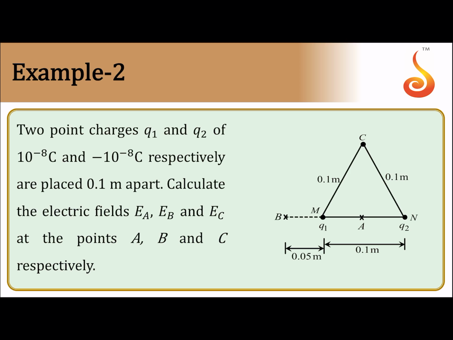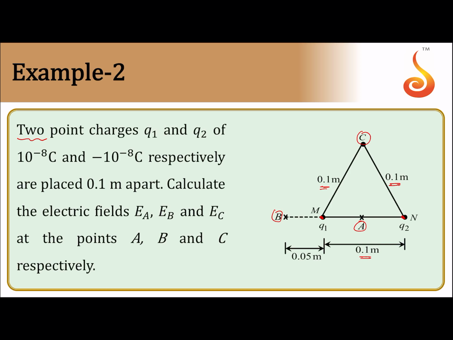Again similar. Like I said, now you have an equilateral triangle. All three distances are 0.1 meter, 0.1 meter, 0.1 meter. How many charges do we have? We have 2 point charges, Q1 is at this point and Q2 is at this point. And you want to find the electric field at A, which is here, electric field at B, which is here, and electric field at C. Okay. So, nothing new about it. The logic will be the same.